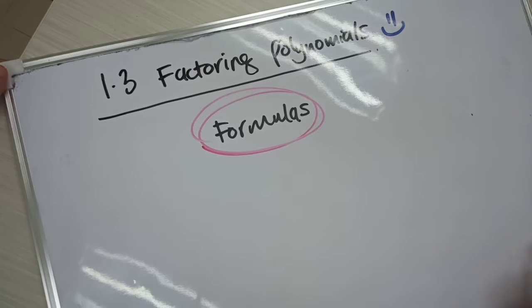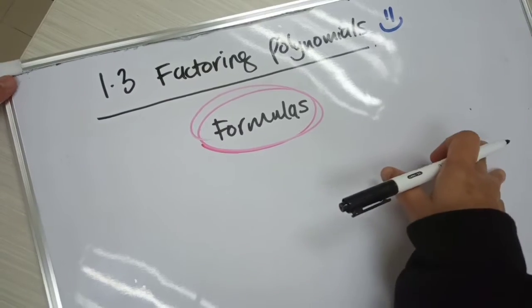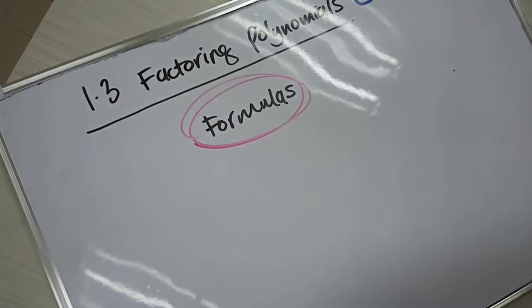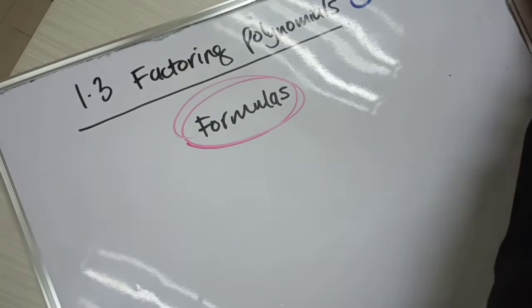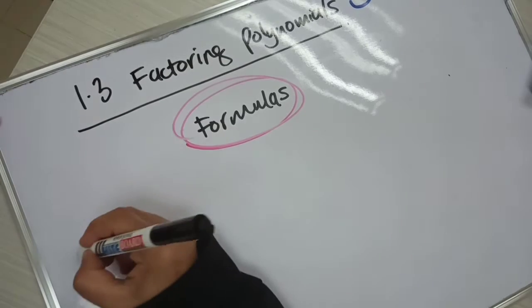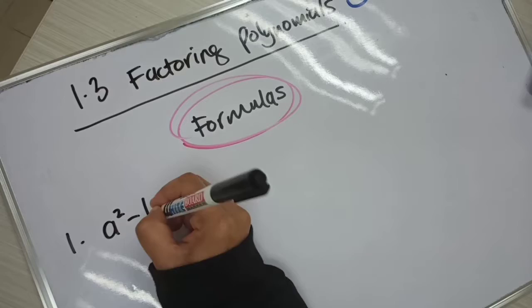Okay, for this one, we have a list of formulas in factoring polynomials. The first formula, you can refer to your book, page 17. The first one is common factor, already discussed just now, and then the second one we call difference of two squares. What is the difference of two squares? The formula is a square minus b square.